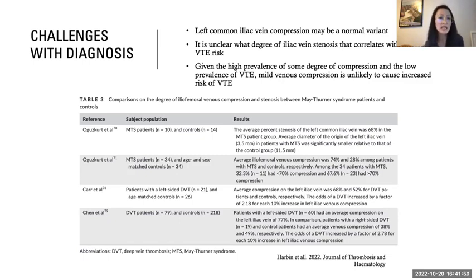So in a review article done by Harbin et al. just this year, published in the Journal of Thrombosis and Hematology, he looked at 4 different papers, which were comparing the degree of iliofemoral venous compression and stenosis between patients who had May-Thurner syndrome and controls.